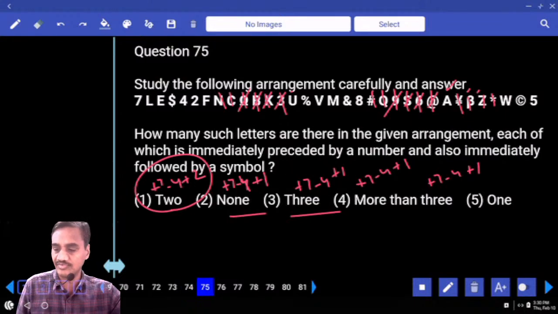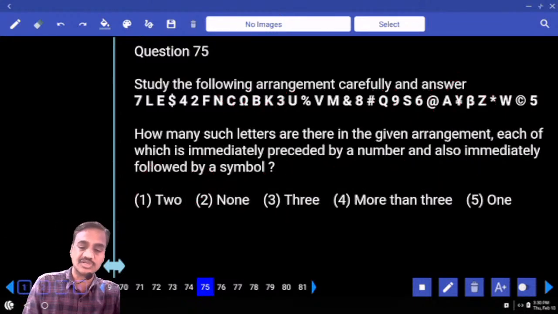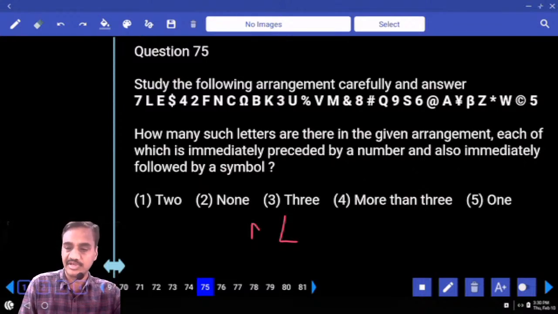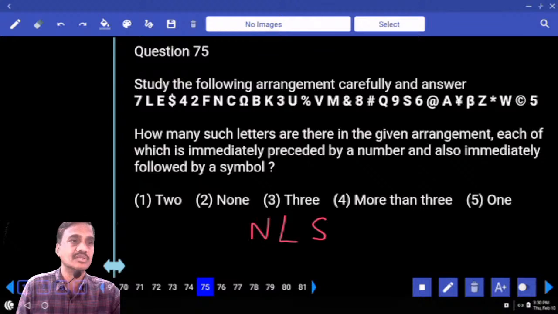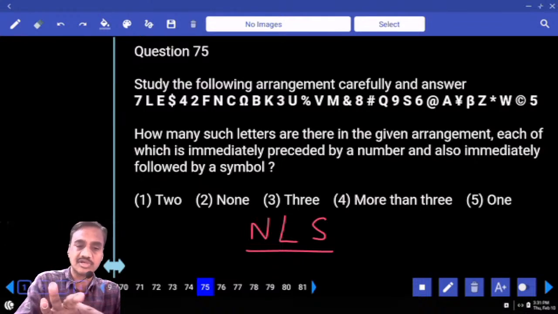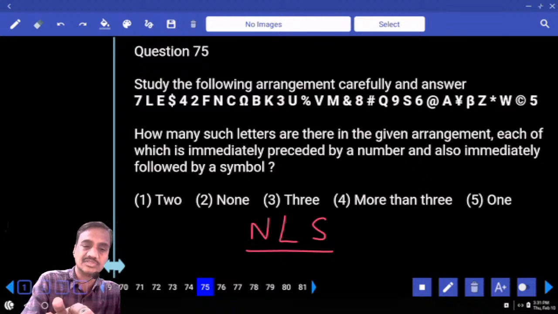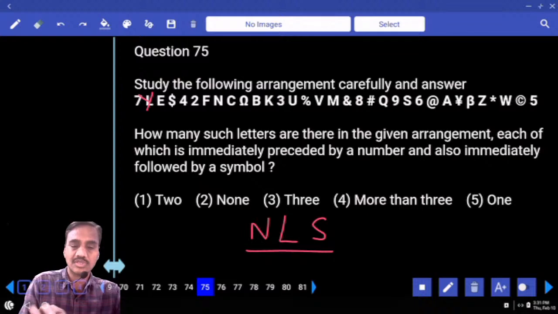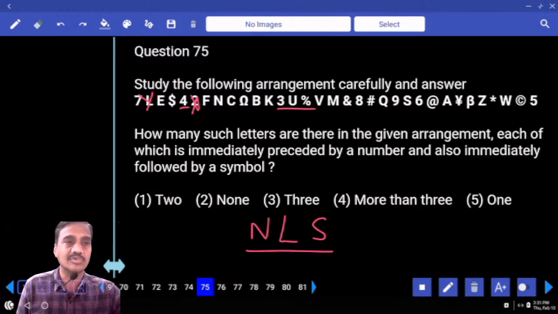Then coming to 75, how many such letters are there? The question is about letters, each of which is immediately preceded by a number and followed by a symbol. The sequence must be number, letter and a symbol. Tell me how many there are of such type. Starting with a number, then a letter, but it is not followed by a symbol, so this letter is ruled out. Number not followed by letter. Number followed by letter but not followed by symbol. Number, letter and a symbol.